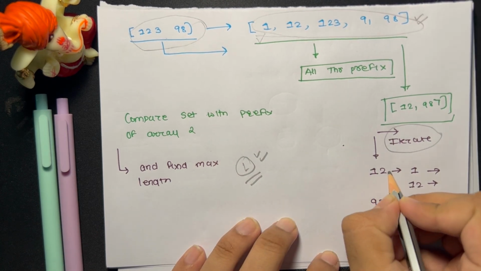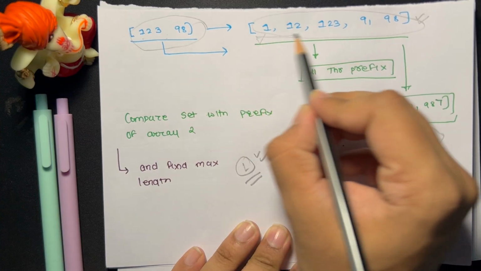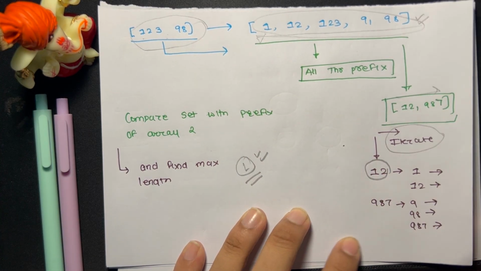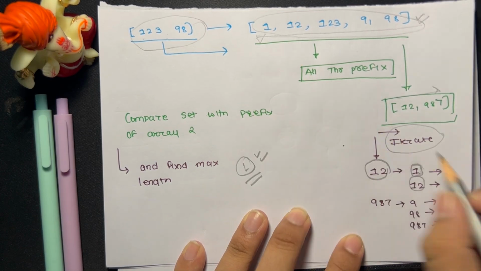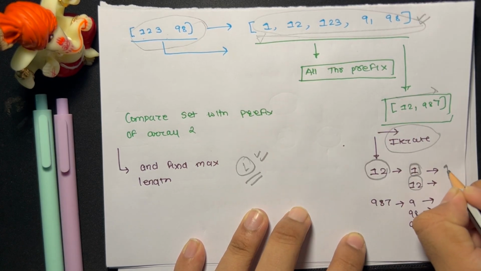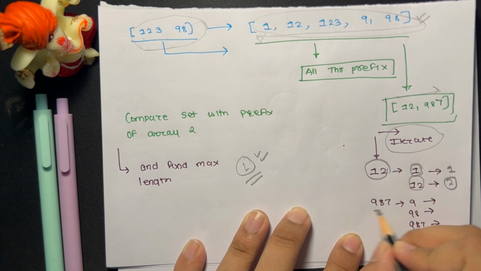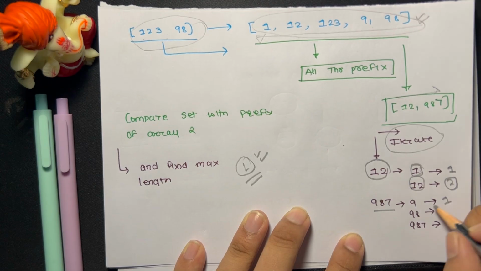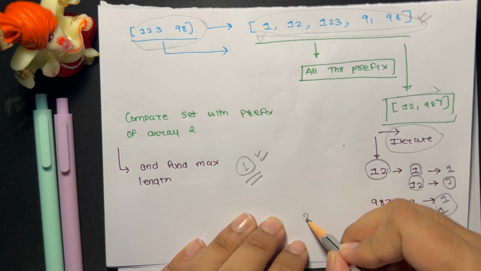Look here, for array 1, 1 2 3 and 9 8 will create all these prefixes and we have stored them in a set. Now we are iterating the second array. 1 2 will create prefix 1 and 1 2. We see 1 is present in the set, so the length we will store is 1. 1 2 is also present, so we will store the length as 2. For 987, 9 is present, you can see. So for 9 we can store 1, for 9 8 we can store 2, and from all of them we can find the maximum and return it, which is 2.